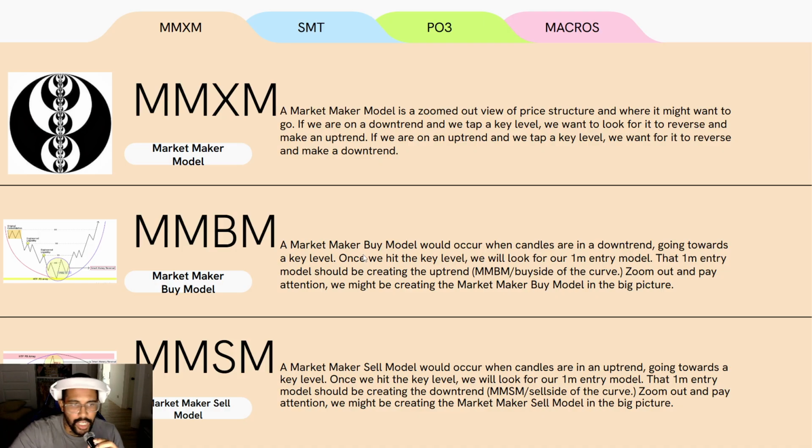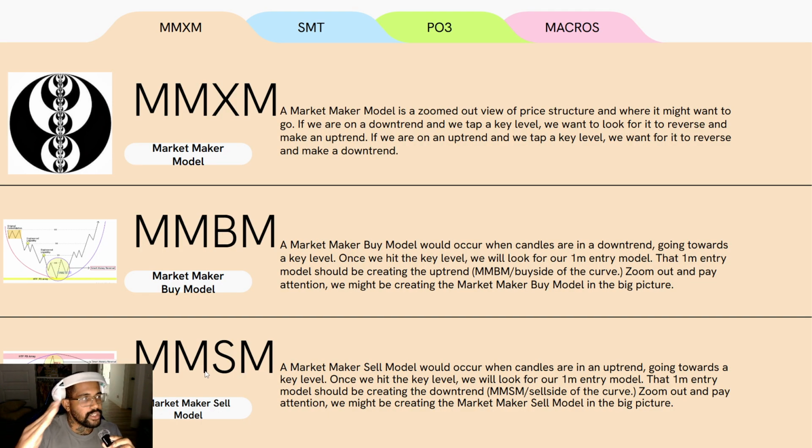When it starts creating the uptrend, the buy, that's called the buy side of the curve. We're starting to make a curve up and go buy. The buy side of the curve, the uptrend, the market maker buy model. Those three words correlate with each other. Market maker sell model, MMSM. A market maker sell model is going to happen when candles are in an uptrend, hit a key level, fair value gap, take liquidity, and once we hit that key level, it starts coming down and makes a downtrend. So it's literally just a curve, like a bell curve, going up and down.